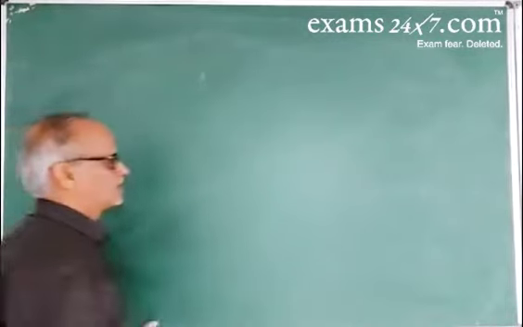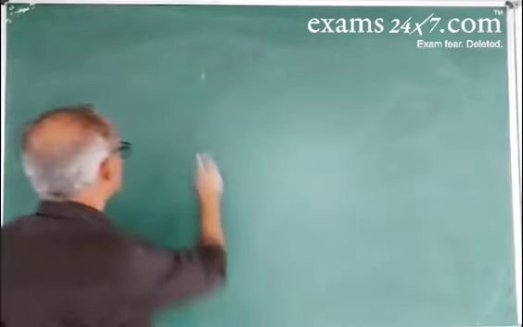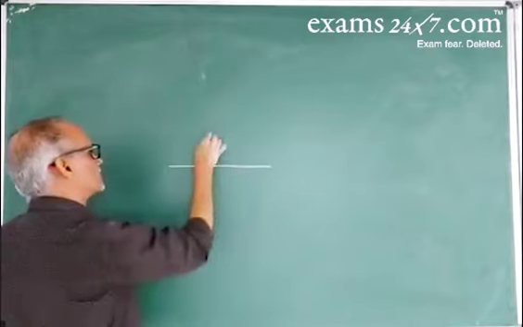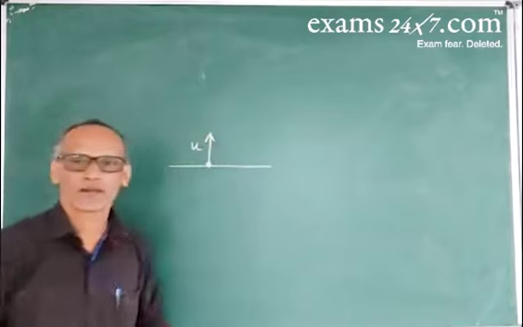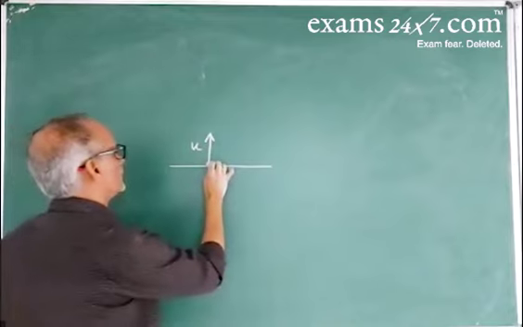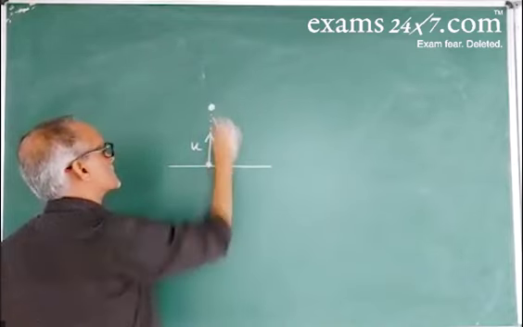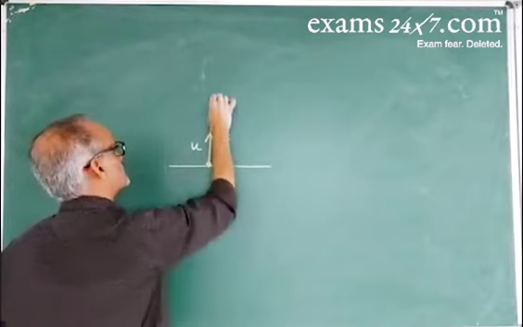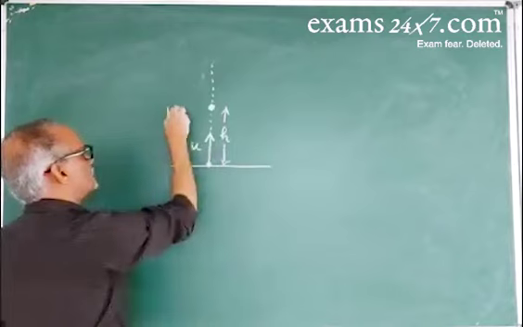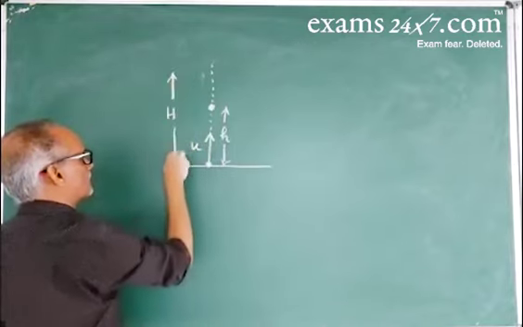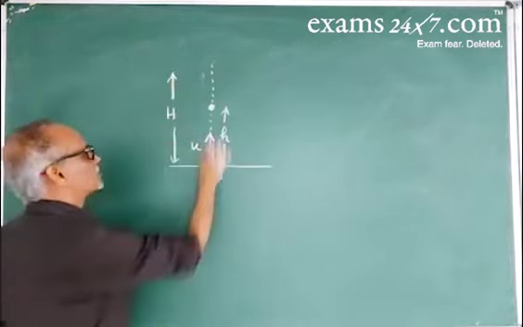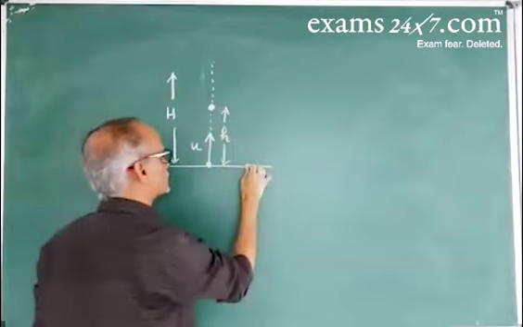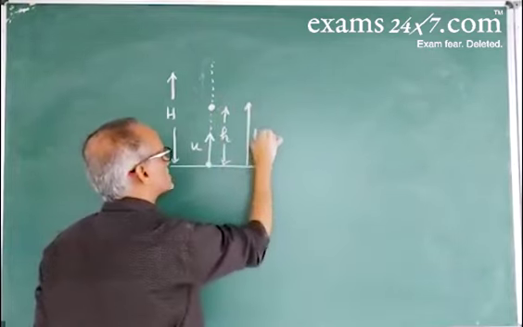So one more special case I'd like to explain. The body is thrown from the ground with a velocity u. It reaches a certain height h, but it covers a maximum height which is capital H. So the time taken to reach this height h in upward direction I'm going to write as T1.